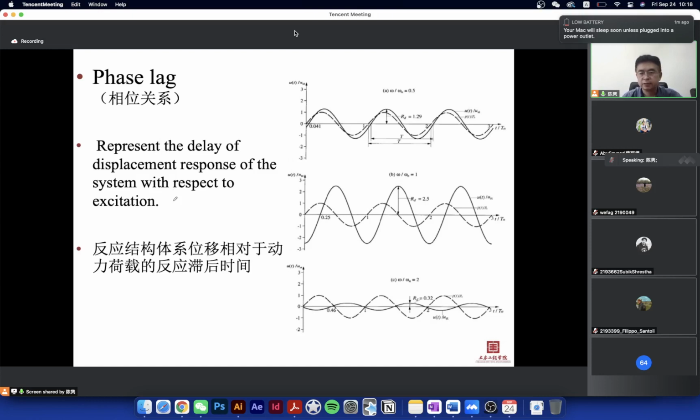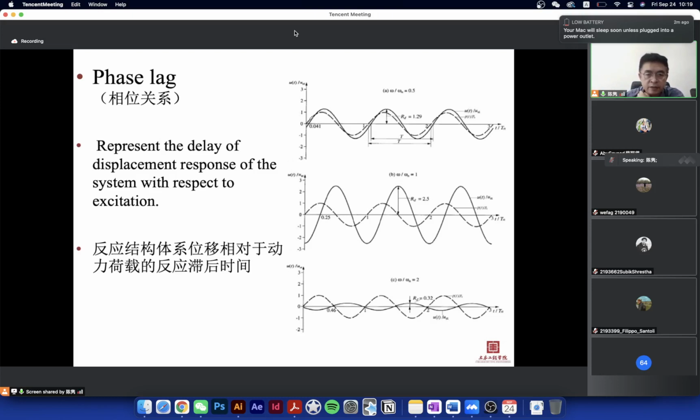The meaning of the phase lag is that in design and analysis, we usually worry about the maximum value, right? That's the meaning of RD. We want to know the maximum value of a system due to dynamic loading, compared with static loading. And another thing, when it vibrates, it's a dynamic problem. We need to know when this maximum deformation will happen, or what is the relationship between its maximum value and the loading. So this is the meaning of the phase lag.